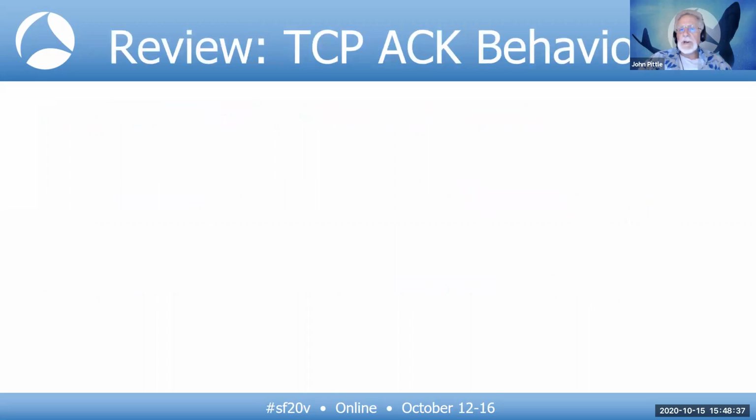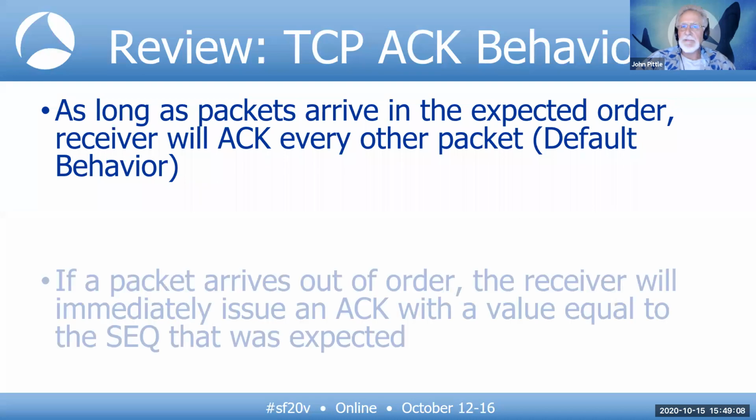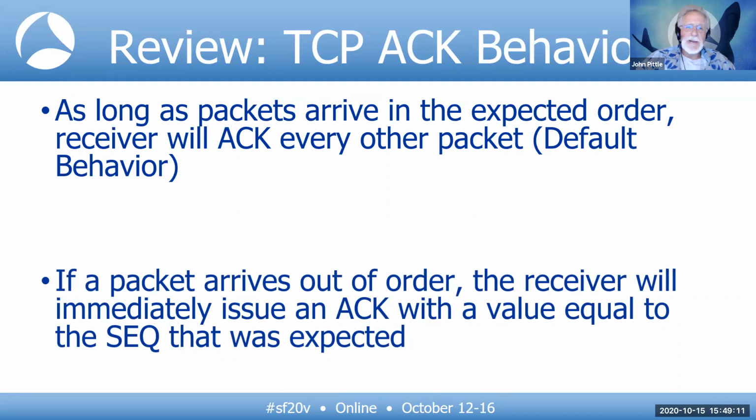For us to get started to learn about selective acknowledgement, we need to take a couple of minutes for baseline understanding around general TCP ACK behavior. Hopefully everyone in the session is aware of some of these details. As long as packets arrive in the expected order, the receiver will ACK every other packet. That's a default behavior. It can be changed, but the default is to ACK every other packet. However, if a packet arrives out of order, the receiver will detect that and then immediately issue an ACK with the value equal to the sequence number that was expected, not the sequence number that was received, but the sequence number that was expected.